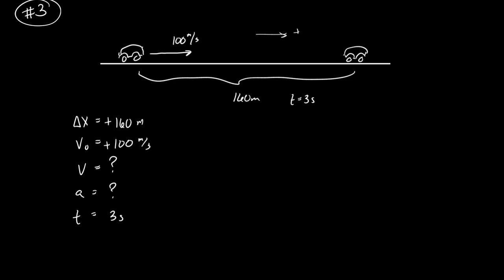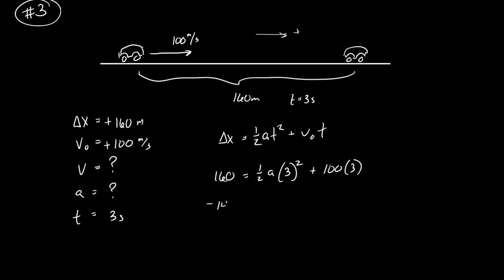Pick one. Which one do you want to do first? It's your problem. Acceleration. All right, so I'm going to ignore final velocity to solve for acceleration. I'm going to use delta x equals 1/2 at squared plus v naught times t. I'll get 160 equals 1/2 of a times 3 squared plus 100 times 3. So 160 minus 300 is negative 140.